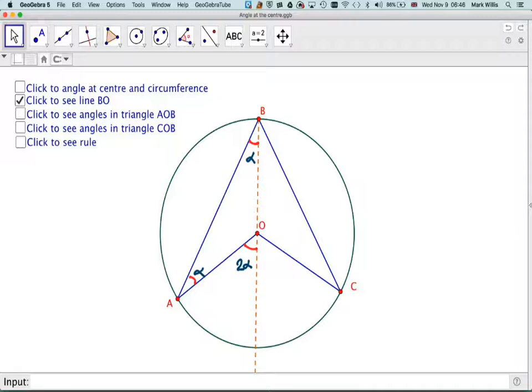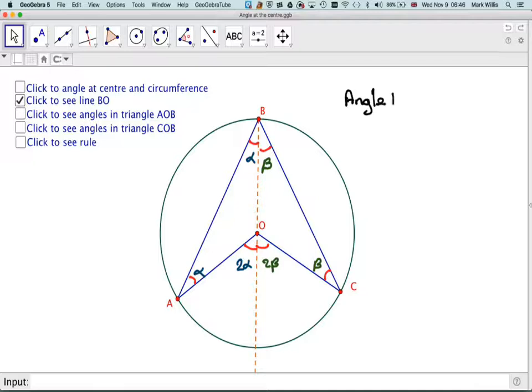Now I can do a similar thing for the triangle BOC, this triangle here. If I make this one beta, then this angle will also be beta because the triangle is isosceles because of the equal radii. Then this one here is going to be 2 beta.